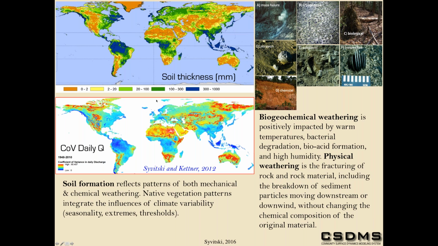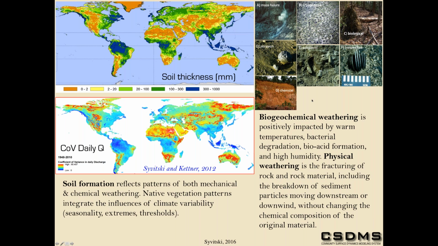And if I was to pick a physical process that would go closest to that soil thickness, it would be the coefficient of variation in daily discharge. And you can see there's not quite, but almost a one-to-one relationship between this discharge variability and soil thickness. Where you have very high variability, you get your thinnest soils.